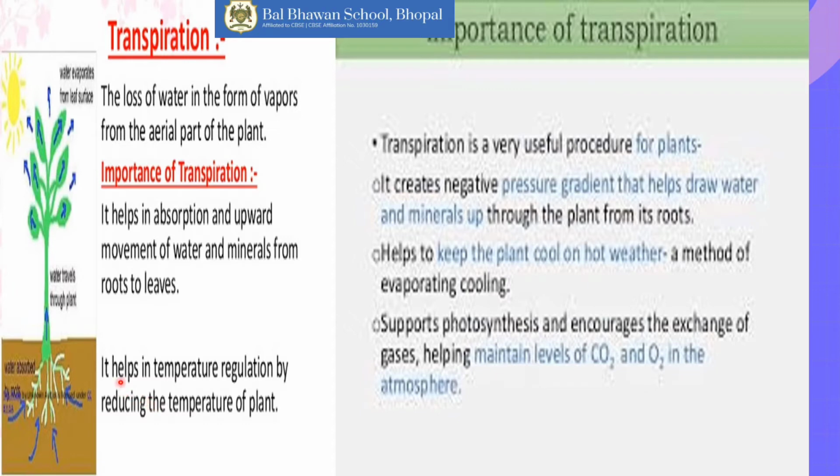And at the same time, this transpiration is responsible for maintaining the temperature of the plant. That is, it helps in keeping the plant cool in hot weather conditions. Then transpiration also creates a negative pressure gradient, and this negative pressure gradient is helpful in moving the water and mineral from the root to the stem. And why are we calling it a negative pressure gradient? Because this process takes place against gravity.